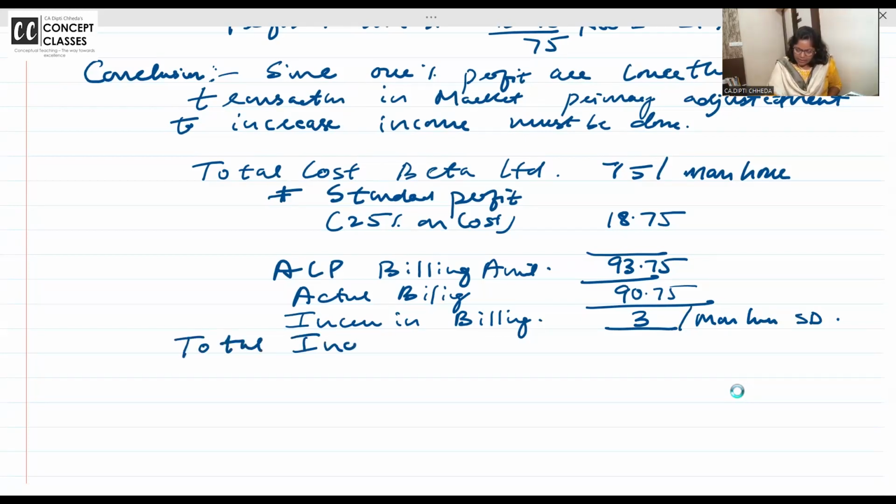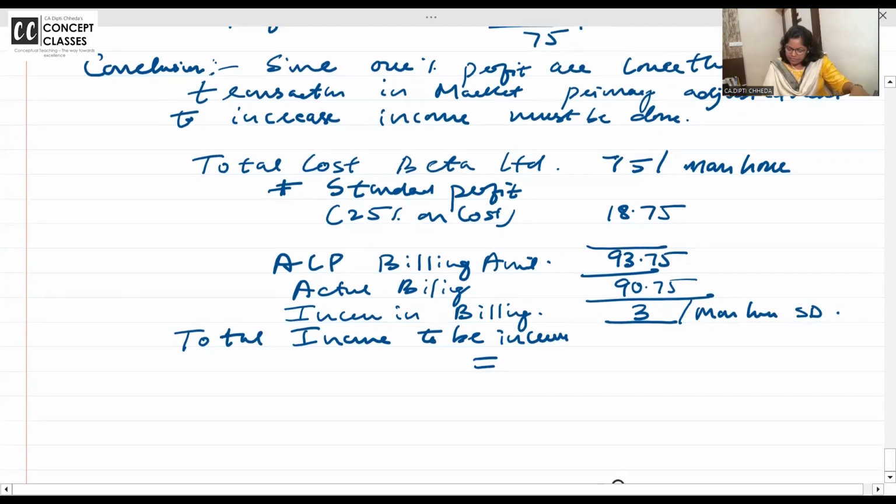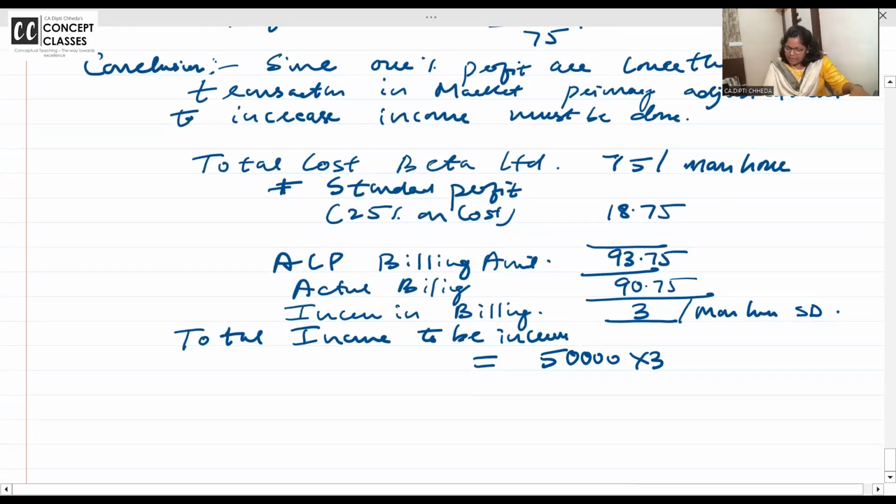टोटल इनकम टू बी इंक्रीज्ड. कितने से इंक्रीज करोगे आप टोटल इनकम? देखो, टोटल कितने आवर्स का काम किया हमने? 50,000 मैन आवर्स इंटू 3 और पर सिंगापुर डॉलर का रेट दिया है 45. 50,000 इंटू 3 इंटू 45. 67,50,000 से हम भी प्रॉफिट बढ़ा दें.